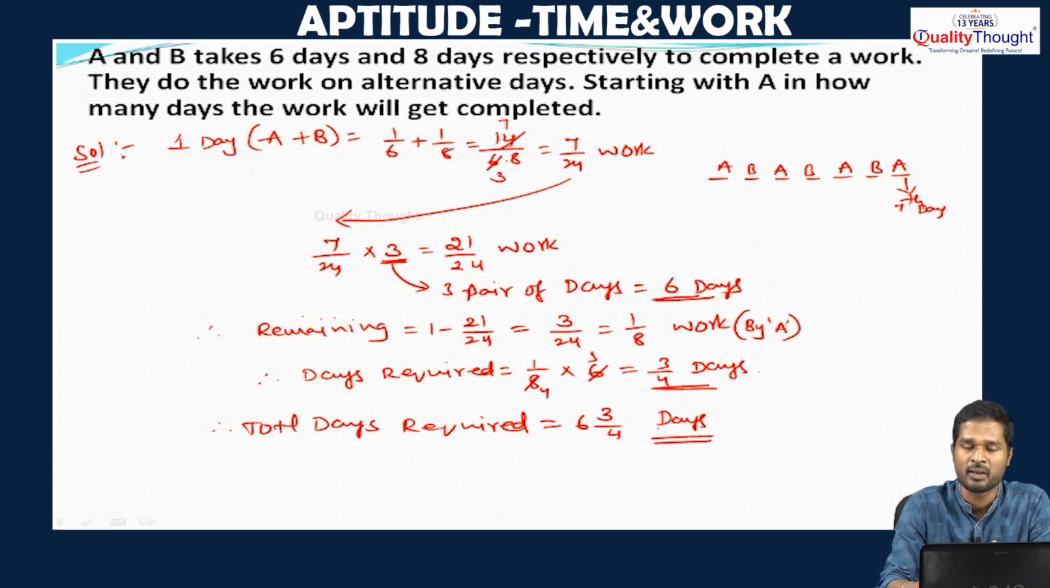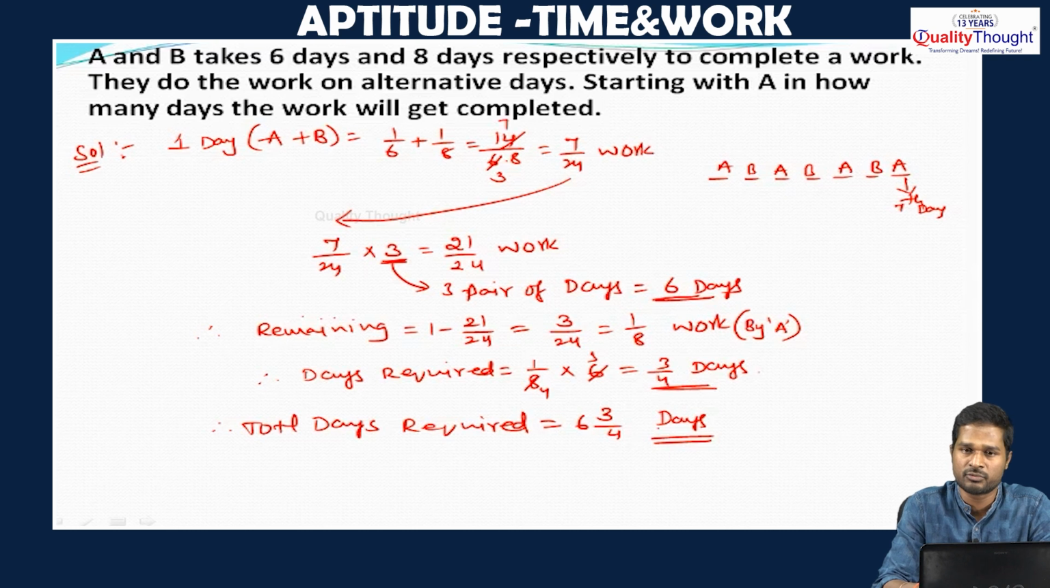Simple. First find out the together 1 day work, that means 1 day work of A plus 1 day work of B. In one pair of days, what is the work that is completed? That is 7 by 24. So as per the logic, we need to make this 7 by 24 of the work equal to 1. So multiply with some number to get the total work 1. In the 7 table you are not going to get 24.